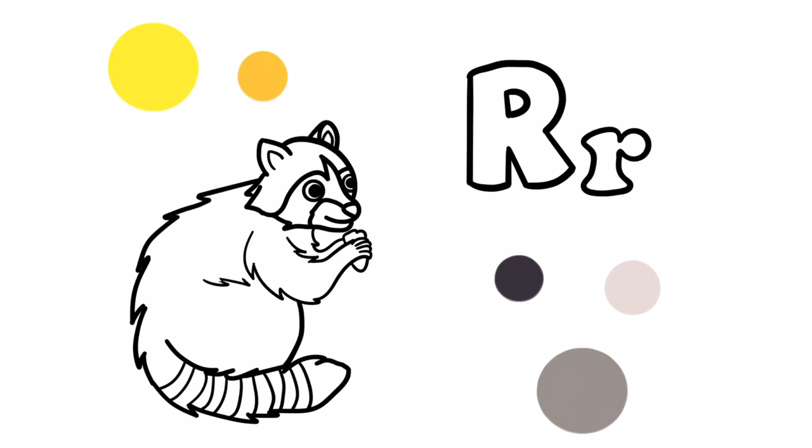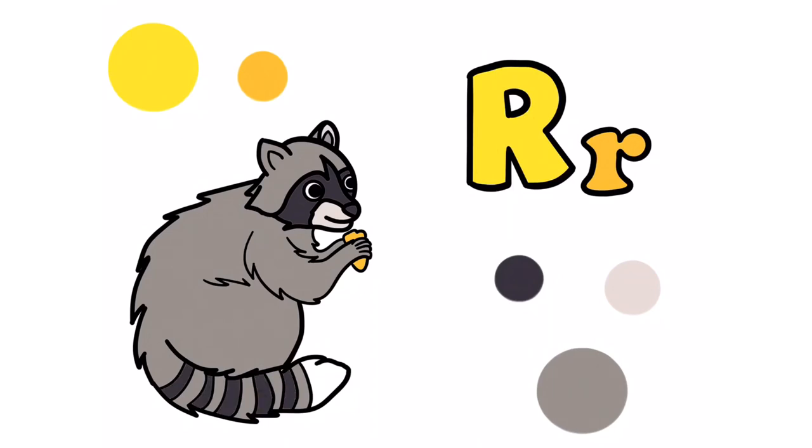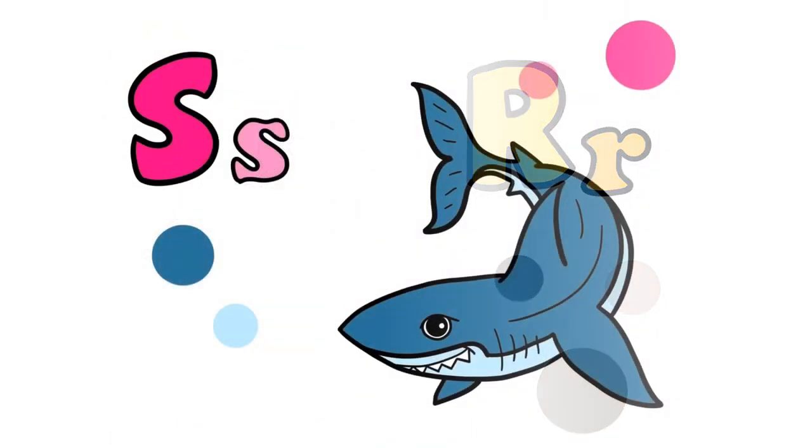Now let's color. Yellow. Dark yellow. Gray. Light gray. Black. He's so adorable. R stands for raccoon. Let's learn the letter S.